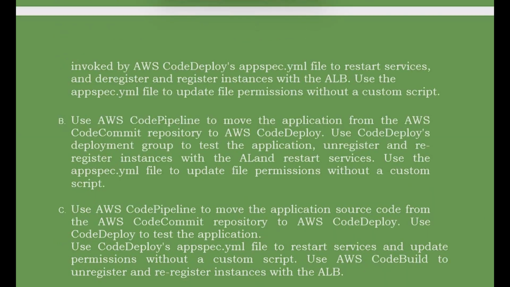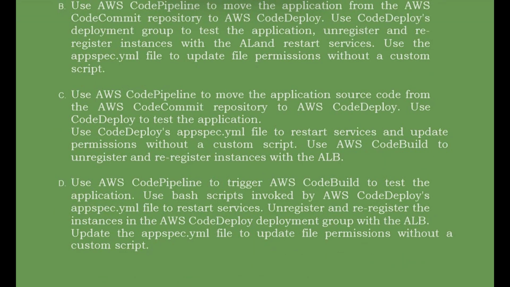Option B. Use AWS CodePipeline to move the application from the AWS CodeCommit repository to AWS CodeDeploy. Use CodeDeploy's deployment group to test the application. Unregister and re-register instances with the ALB and restart services. Use the appspec.yml file to update file permissions without a custom script.